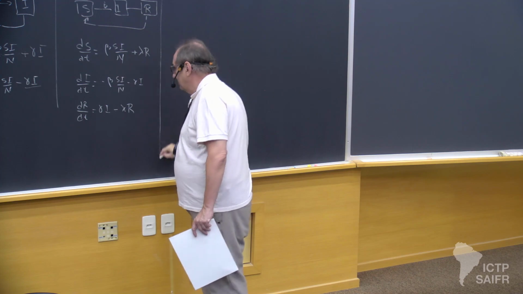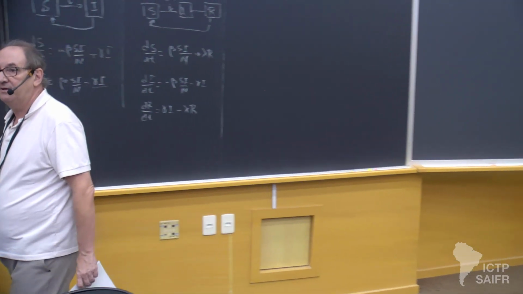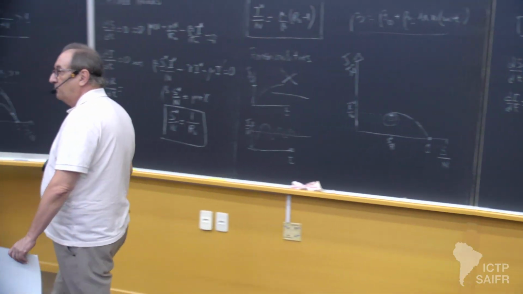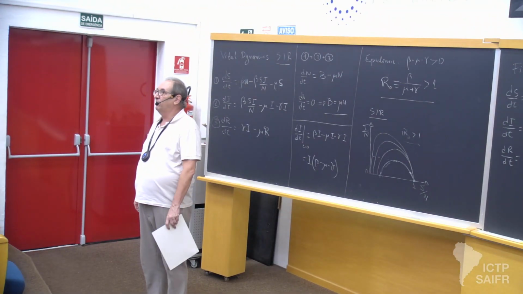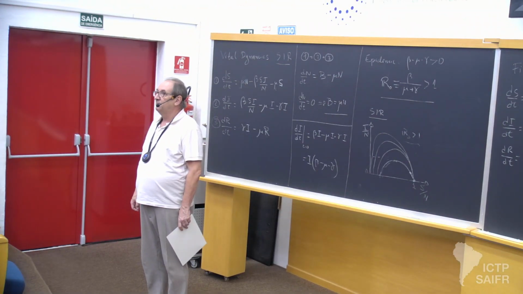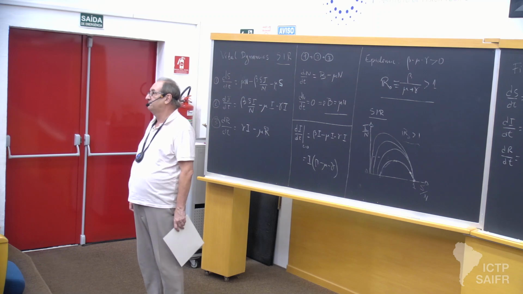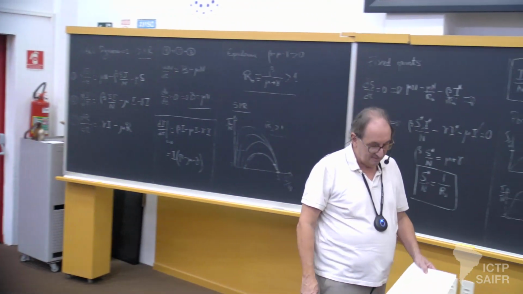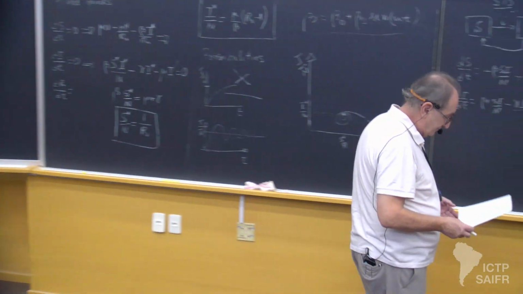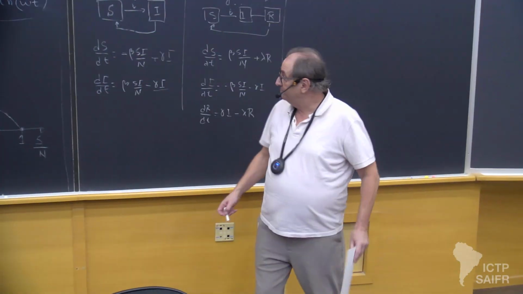This is the system that you studied numerically yesterday. Waning immunity, and the solutions are a fixed point, an endemic state with oscillations. So the transient dynamics, until you get to the fixed point, is like this.